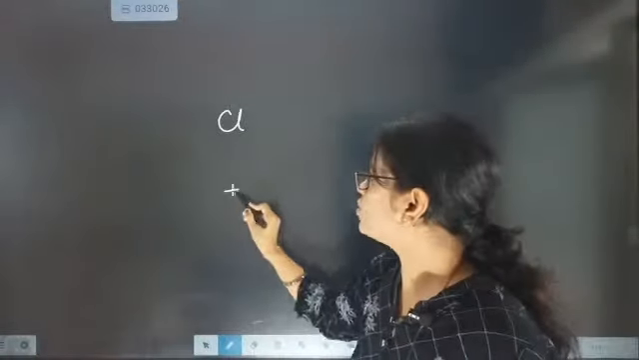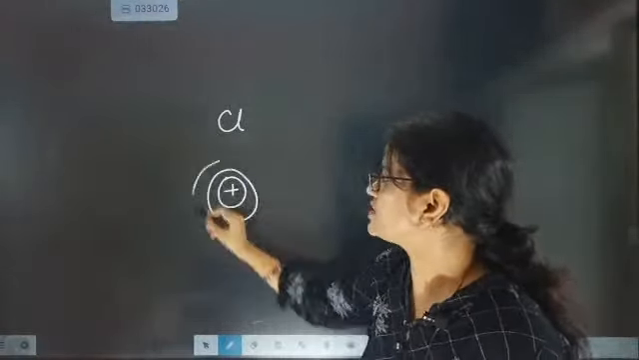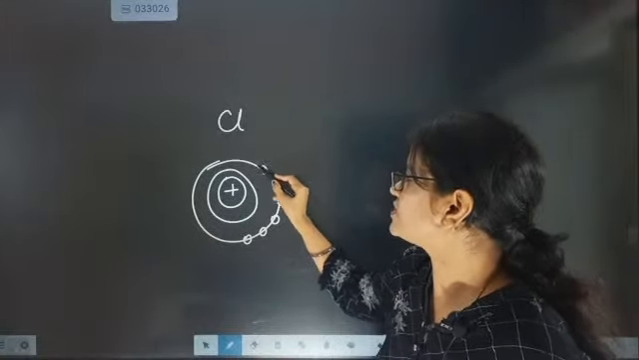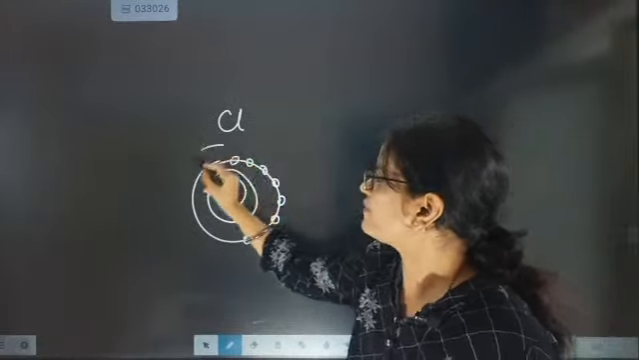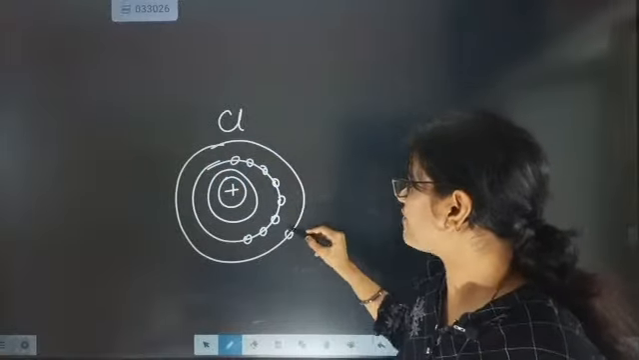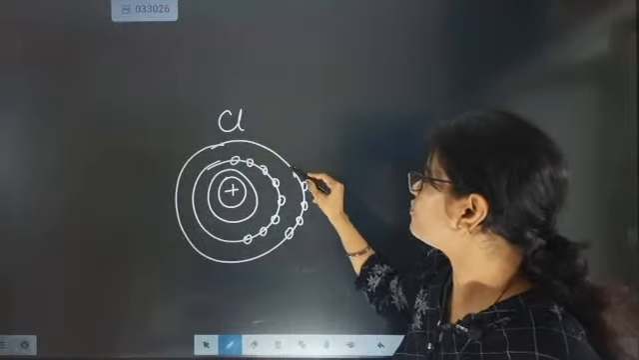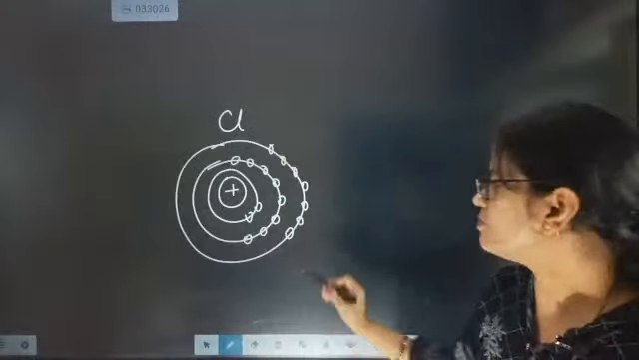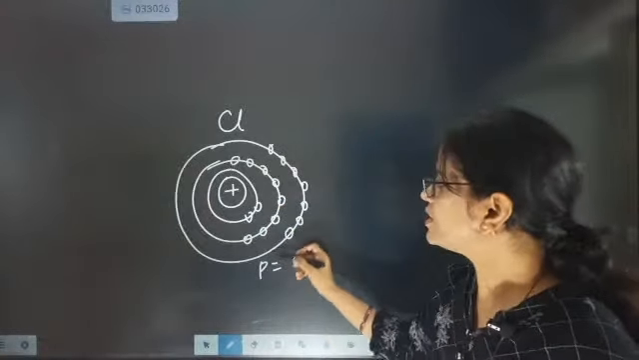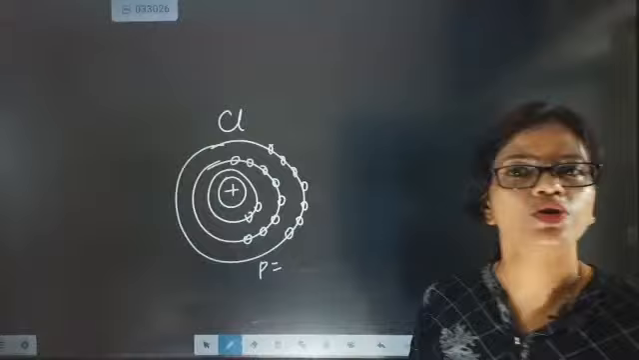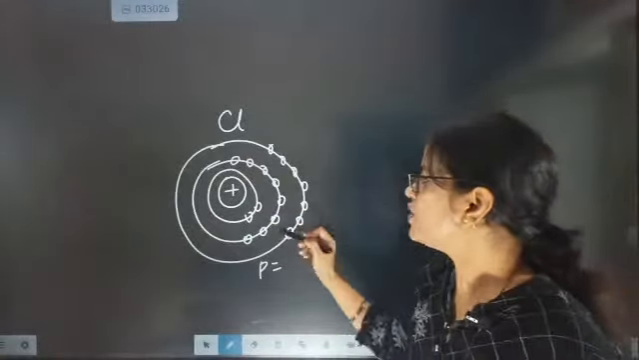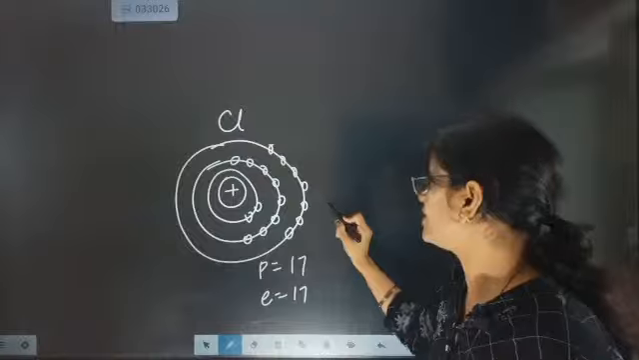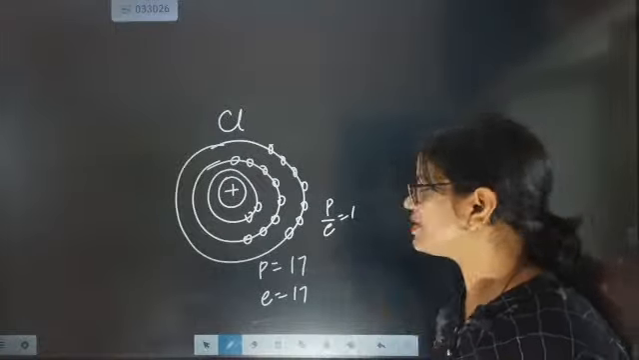Chlorine: how many electrons are in the outermost orbit? 2, 8, 7, so the total proton number is 17. The electron number is also 17. So the P by E ratio is coming as 1.